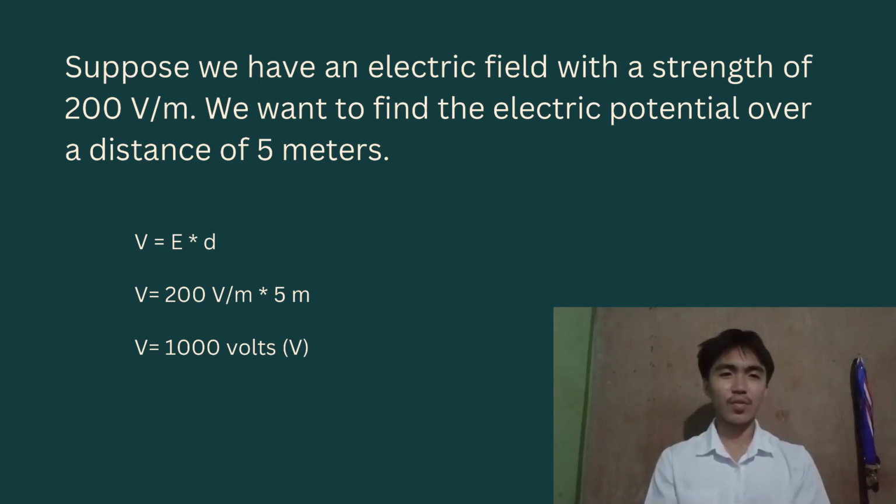is 1000 volts. This formula shows that the electric potential is directly proportional to the electric field strength and the distance over which it is measured. A stronger electric field or a larger distance will result in a higher electric potential.